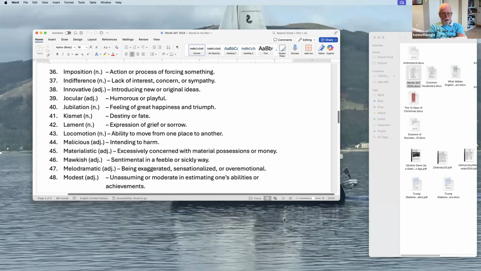Malicious. All right. Speaking of which, can you tell me what the letters are, the N and the ADJ? What are they?